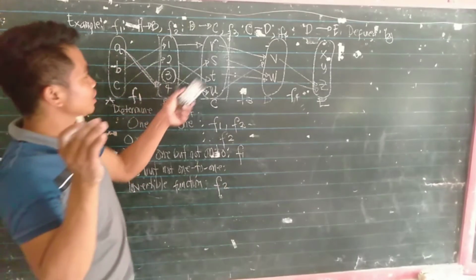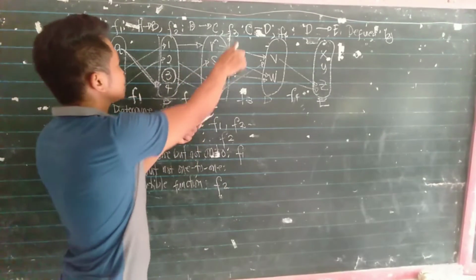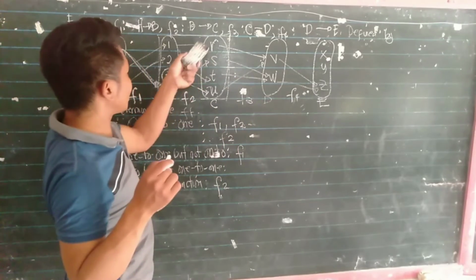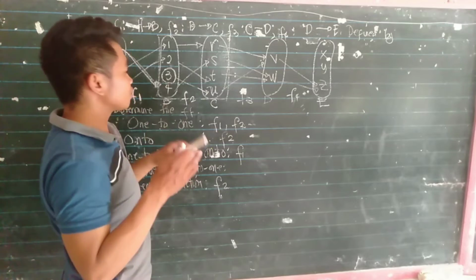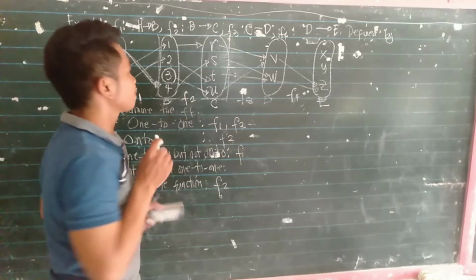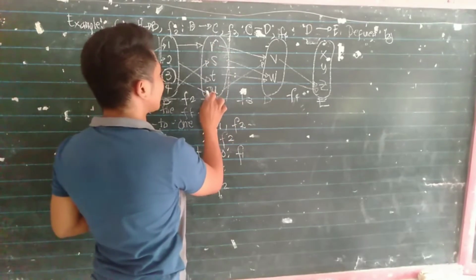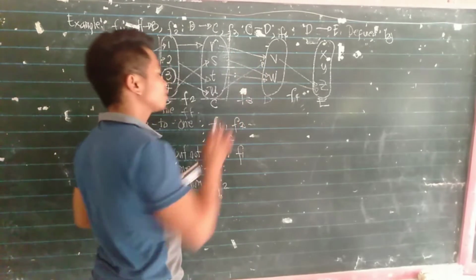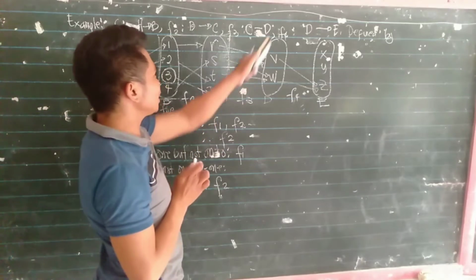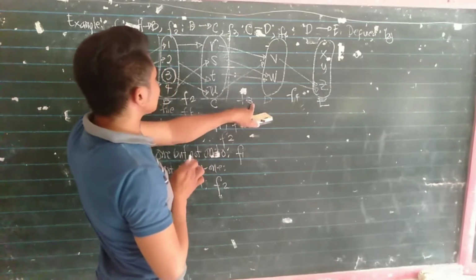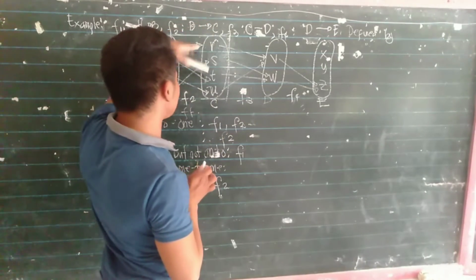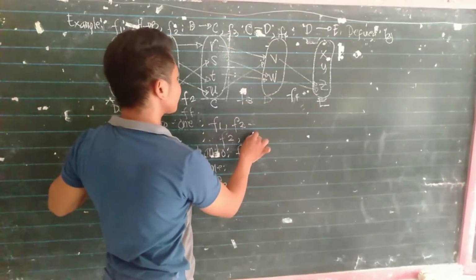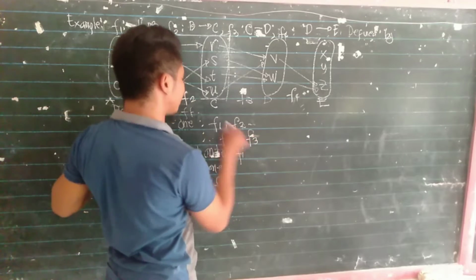So another one, we have from C to D, which is a function under f sub 3. So you have R, S, T, U. Note, if we look at it, R and U have an equal image. So therefore, it is not a one-to-one function. But all elements in D have a preimage. So therefore, we can simply say that it is an onto function, which is under f sub 3.